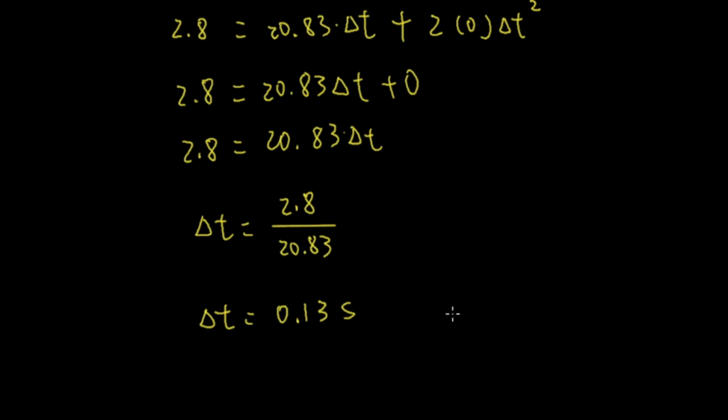Okay, but what does that mean? That means in order for you to avoid a car accident, it can only take you 0.13 seconds to react and then apply the brakes to make your car come to a complete stop to avoid a collision.